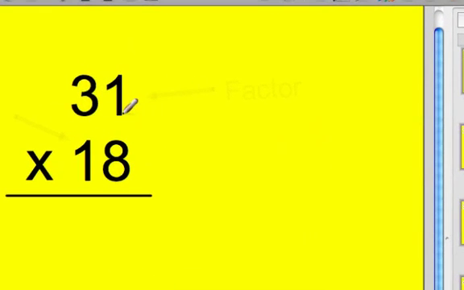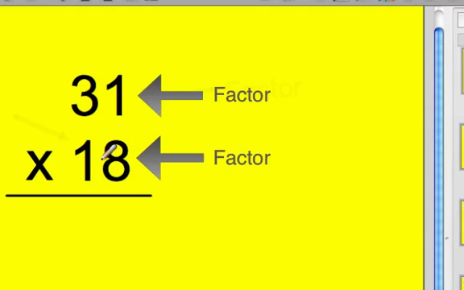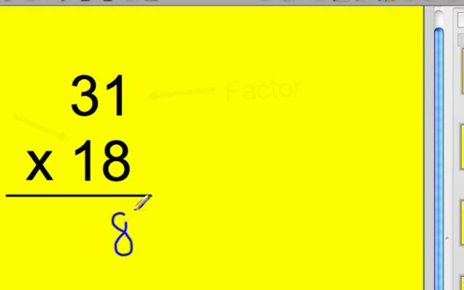I have 31 times 18, and I have 1 times 8. That's the first thing I'm looking at. I'm looking at this 8, I'm gonna work with that first. So 1 times 8 is 8. Anything times 1 is itself. So I'm gonna write my 8 down there, and I'm just gonna show you over here what I did.